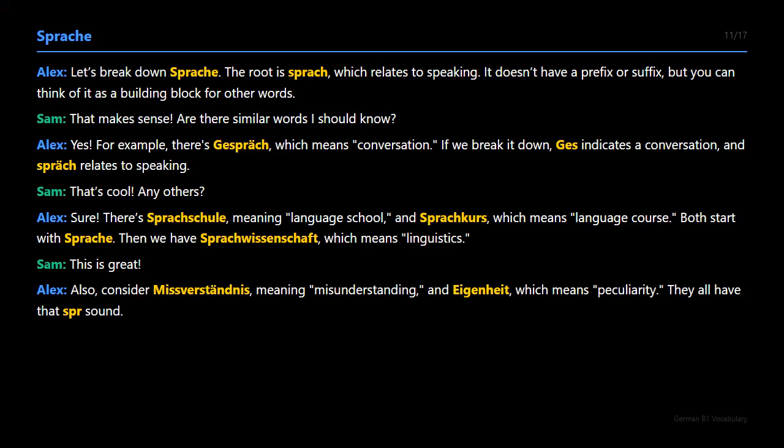Both start with Sprache. Then we have Sprachwissenschaft, which means linguistics. This is great. Also, consider Missverständnis, meaning misunderstanding, and Eigenheit, which means peculiarity. They all have that spr sound. That's a lot of words.